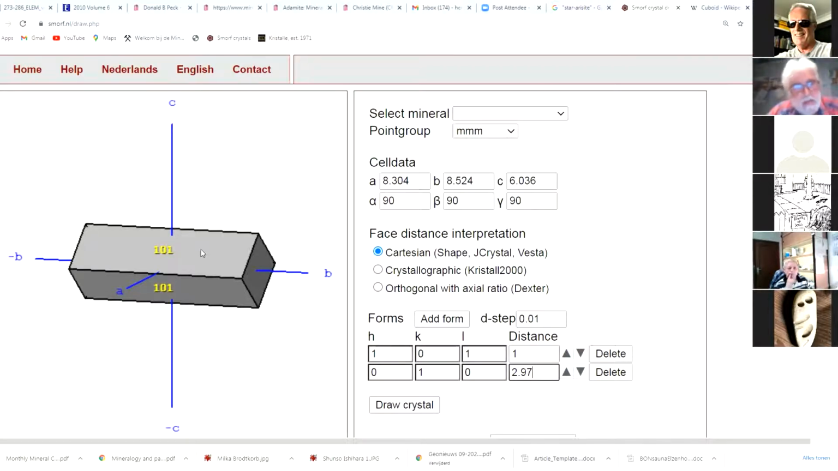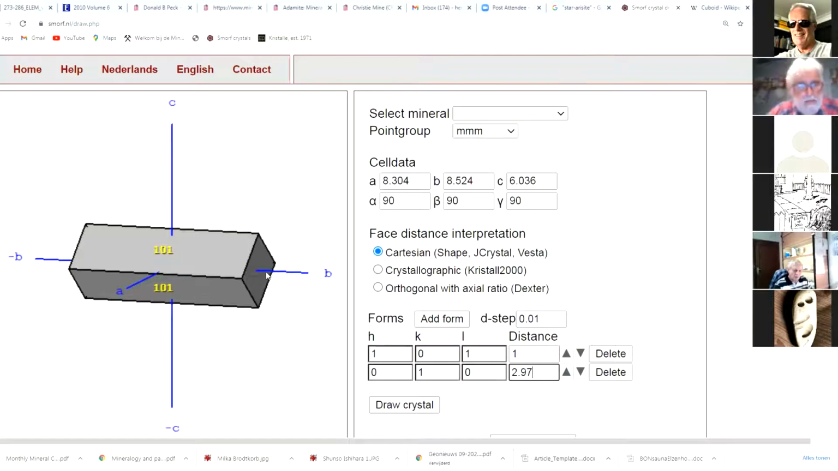Now, you could say this doesn't really look like an Adamite crystal. Normally an Adamite crystal has chisel-shaped terminations, and this is flat. So we need another form that will show those chisel shapes. So in order to get that, instead of the 010, we need another form that will make or show that chisel shape.